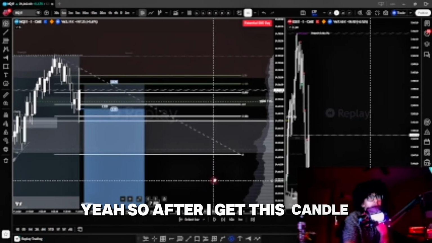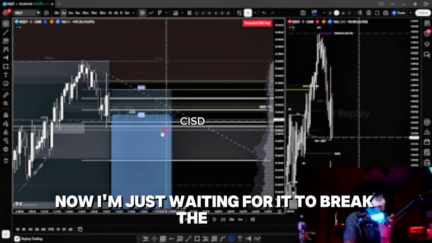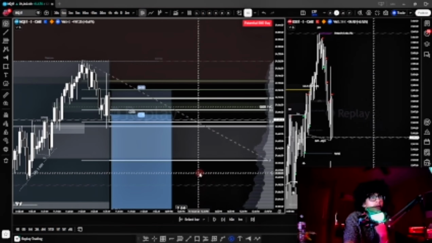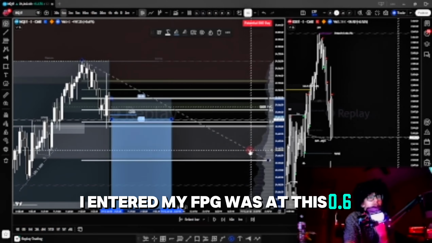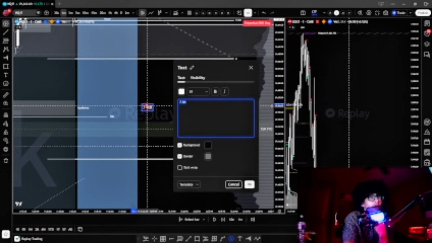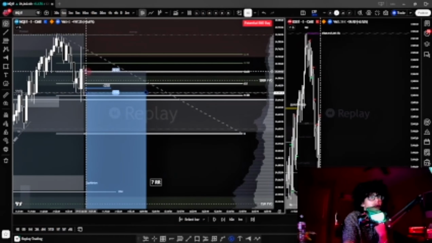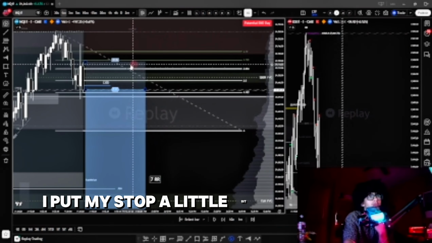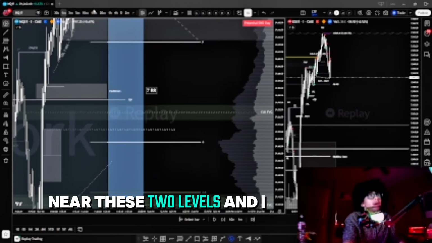Yeah, so after I get this candle, this big wick candle, now I'm just waiting for it to break the body. And once I get that, it's a little messed up here. I entered, my FVG was at this 0.6 Fibonacci line. Actually, no, it wasn't. I put my stop a little bit above this 1 minute FVG near these two levels, and I hopped back on the 5 minute.